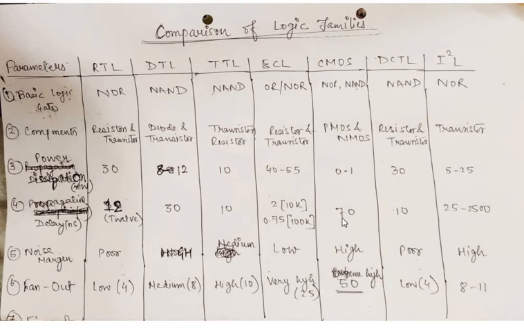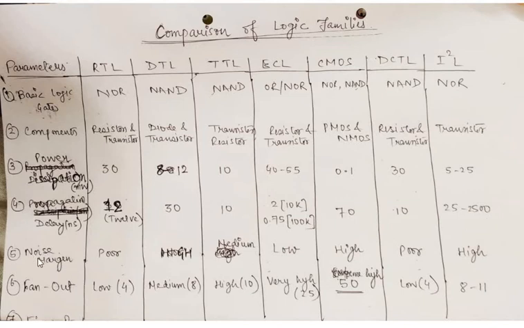Now CMOS has the propagation delay. CMOS obviously has very low power dissipation, but its propagation delay is a bit higher. It has 70. Now DCTL has the propagation delay of 10 nanoseconds, and I square L is somewhere between 25 to 25 minutes. The range is too large.